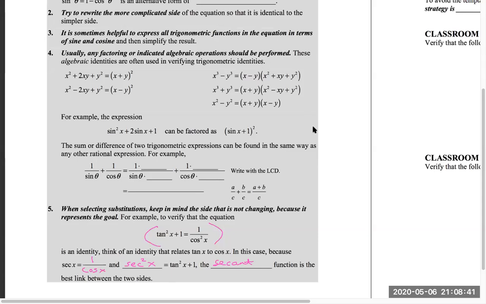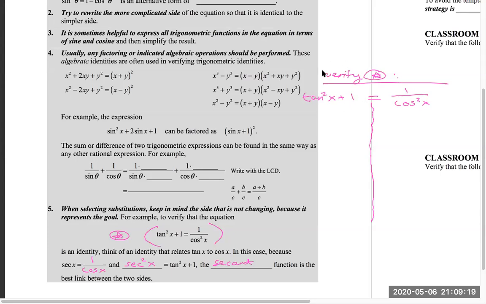So let's do this. We're going to verify this equation here. The first thing, you want to draw a little line between your sides so you remember you cannot algebraically cross that line. So this is what we're trying to show, right? We're trying to manipulate one side to look like the other.